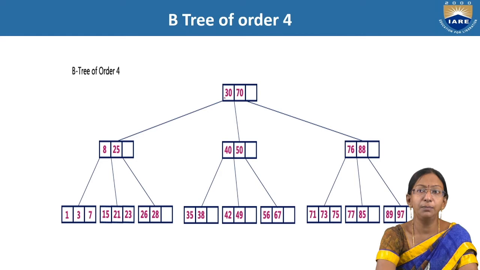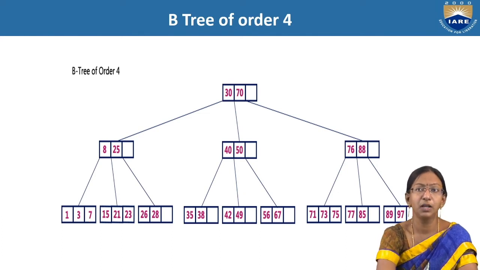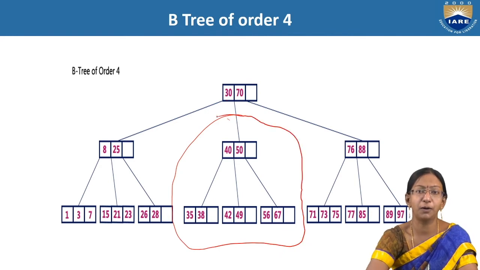And the elements left to 30, all the children nodes which are left to 30, are having values less than 30. Have a look over it. So 8, 25, 1, 3, 7, 15, 21, 23, 26 and 28 are the data values which are present left to 30. All are less than 30.